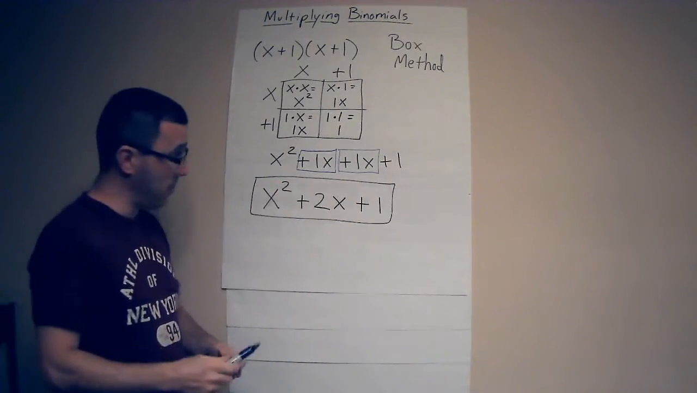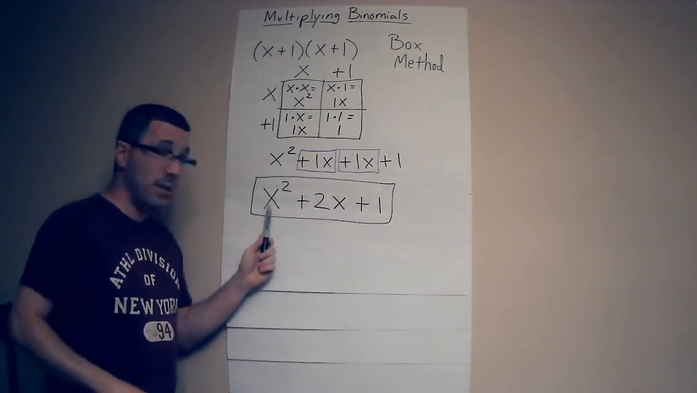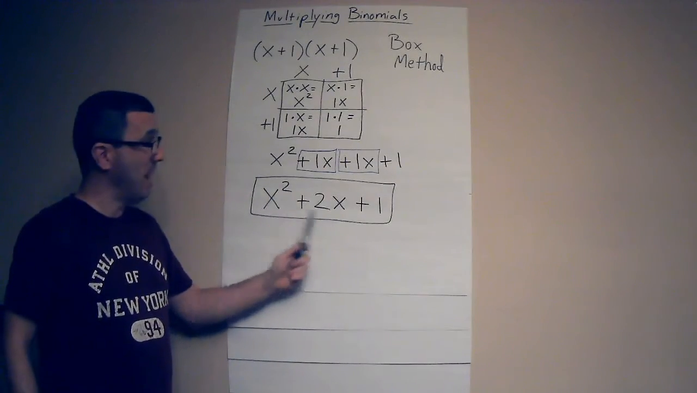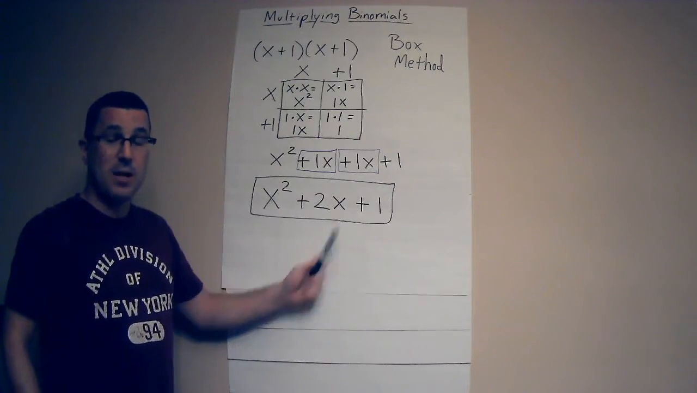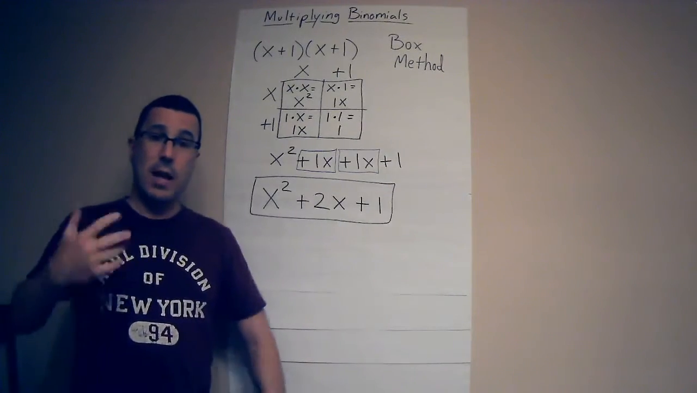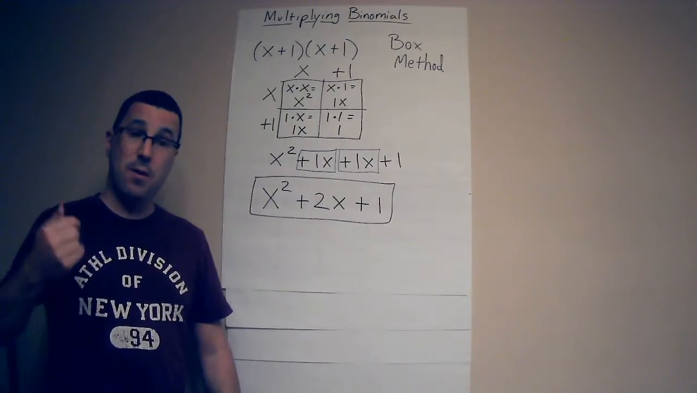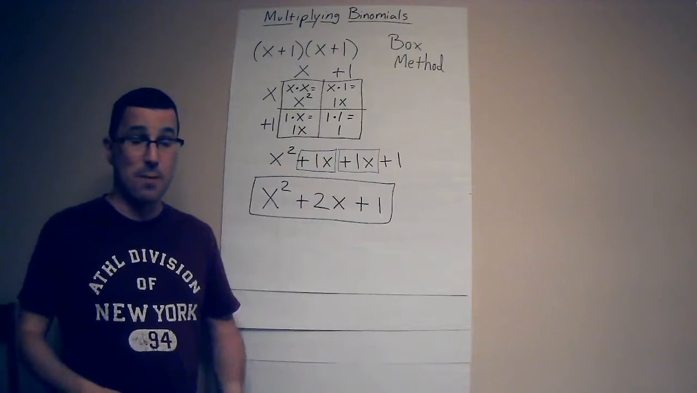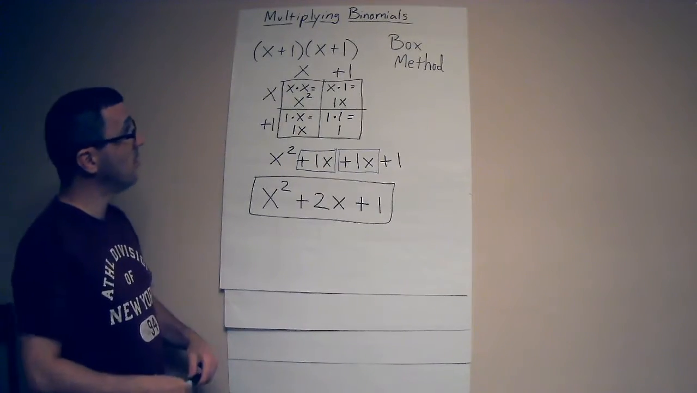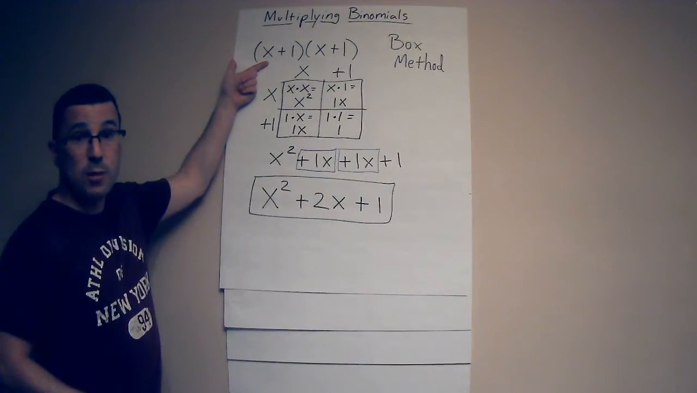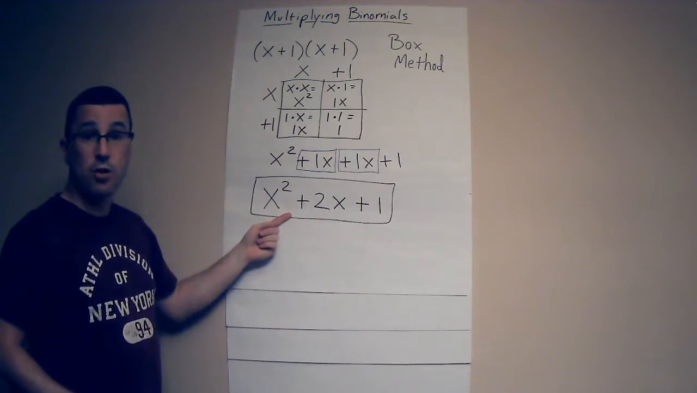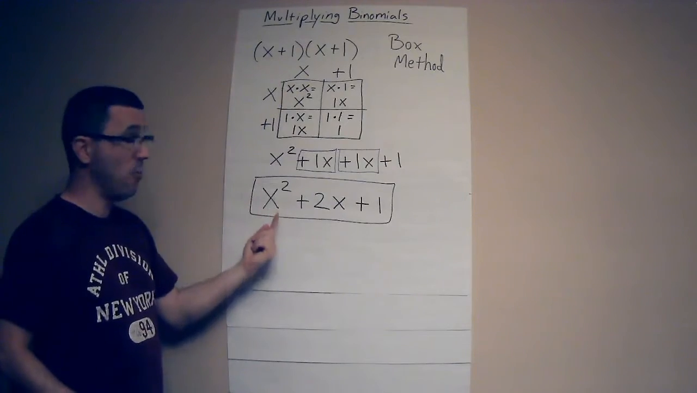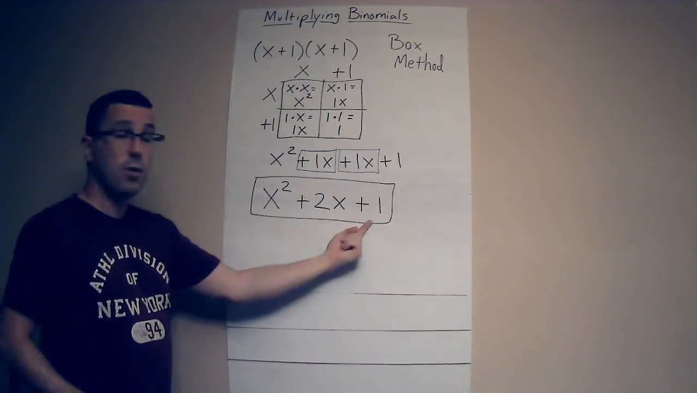And that's my answer, because since this x here has an exponent of 2, has a squared on it, I can't combine it with this x here. I can only combine like terms when they have the same variable with the same exponent. Otherwise, I cannot combine them. Okay? So as you see, we went from having 2 binomials to having 1 trinomial. Binomial, 2 terms. Trinomial, 1, 2, 3 terms.